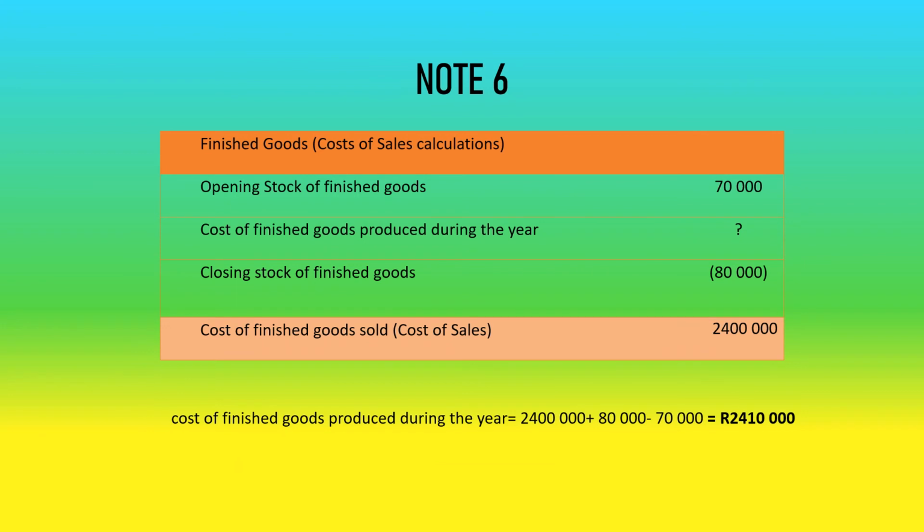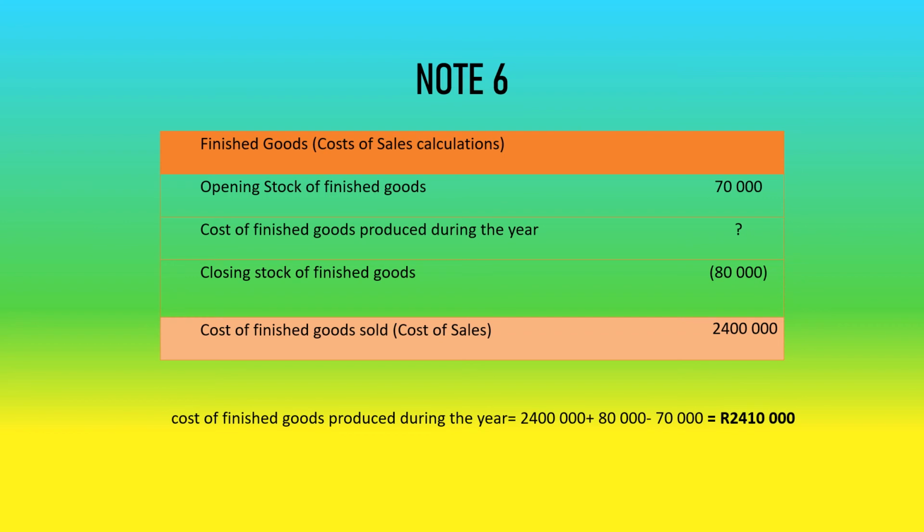So there are two ways to calculate cost of sales. One way is value times what you want over what you have, which we calculated previously. And remember, we got our 2,400,000 cost of sales. And the other way is this way, where we take our opening stock of finished goods plus the cost of finished goods produced during the year minus closing stock of finished goods. So we have already calculated our cost of sales.